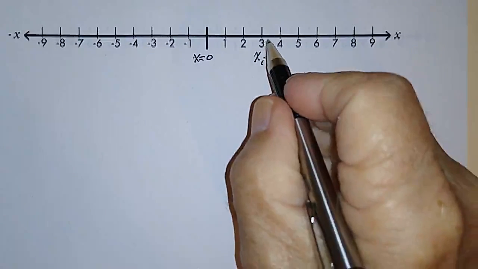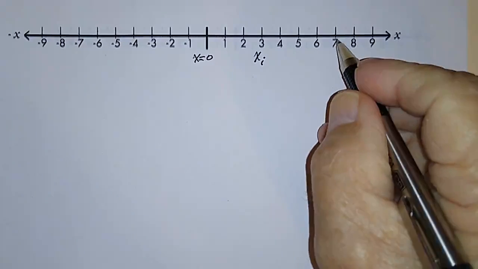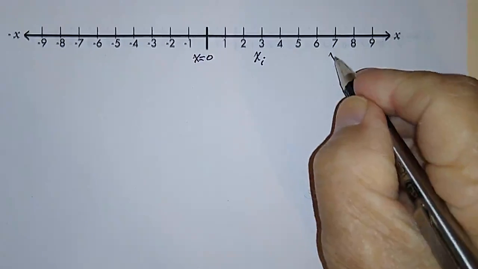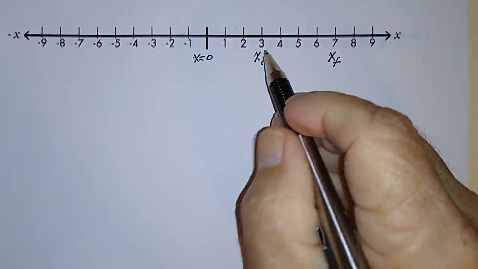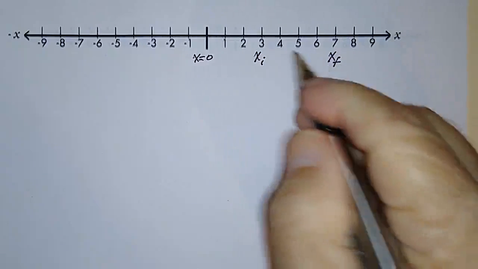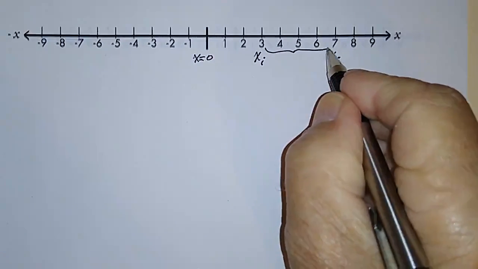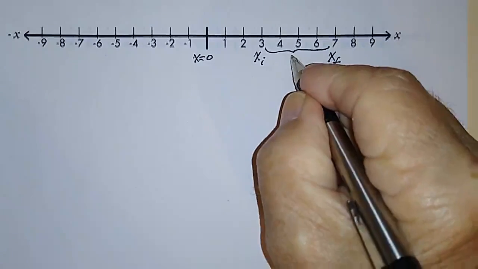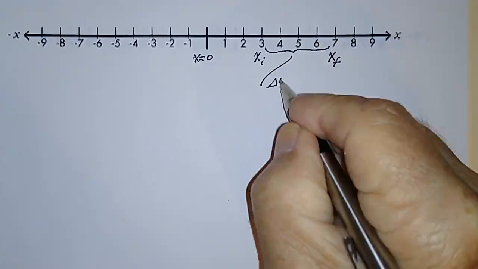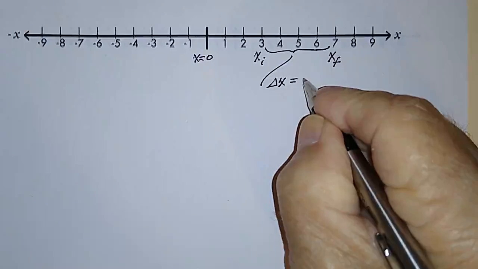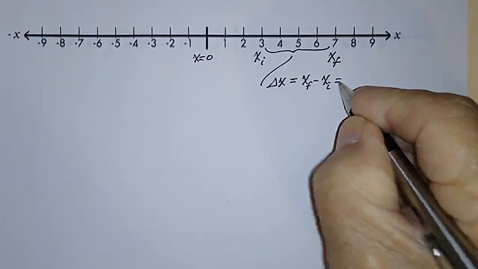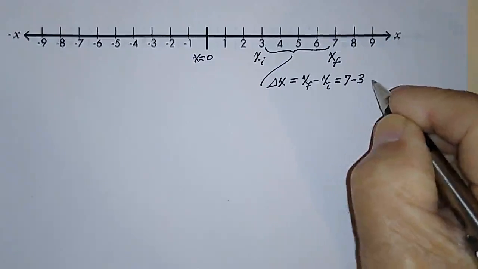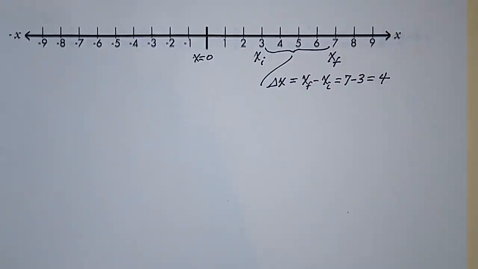And let's say that I move over this way to, let's say, 7, and I'll say that's my final position, x sub f. And how far have I gone? I went from 3 to 7, that's 4 units. So this over here is 4 units, but I call this delta x, meaning the change in x, where this is equal to x f minus x initial, and that is equal to 7 minus 3, so that's equal to plus 4, because I moved in the positive direction.